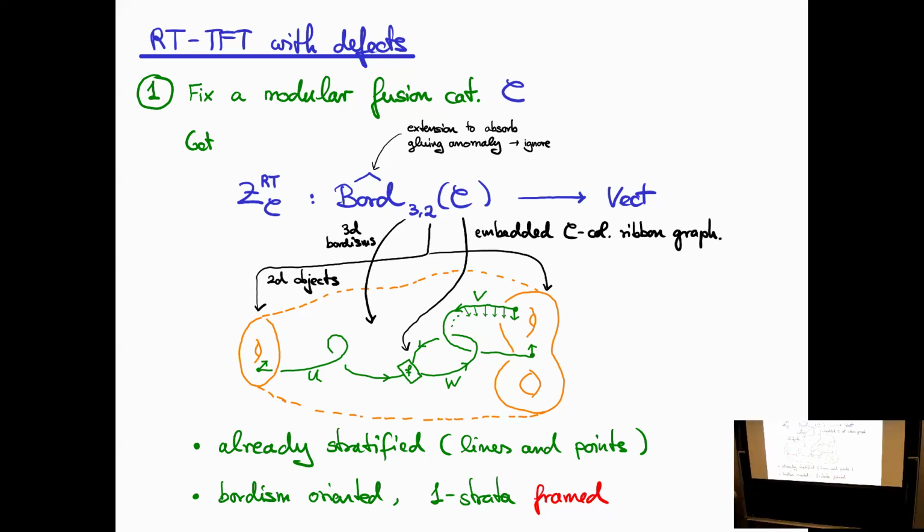And notice that Reshetikhin-Turaev theory is already a defect theory. You already have a stratified manifold. You have 3-strata and 1-strata, but no 2-strata. And already the kind of geometric structure you put on each stratum is different. So on the top dimensional one, the 3-stratum, you just have an orientation, but the 1-strata are framed. So already this different treatment of different strata appears in this very basic setting.